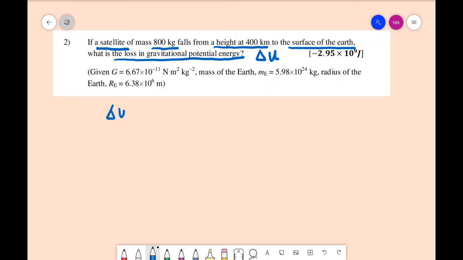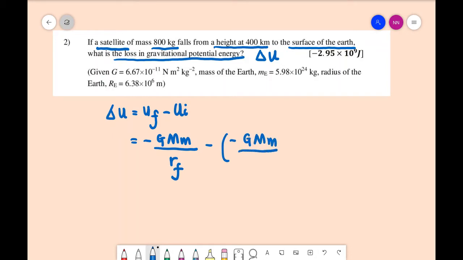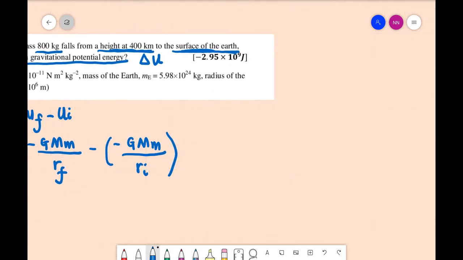So delta U equals U final minus U initial, where U final is negative GMm over R final, and U initial is negative GMm over R initial. The satellite falls from a height of 400 kilometers to the surface of Earth. So it is like this. We have Earth here, and then this is the satellite.